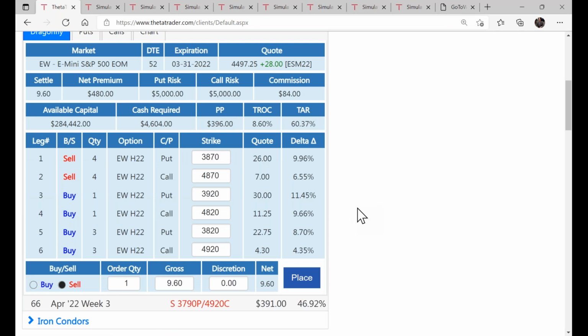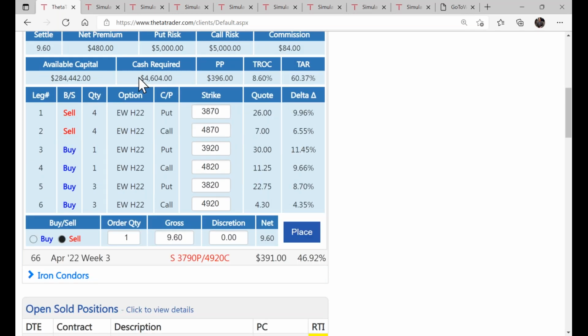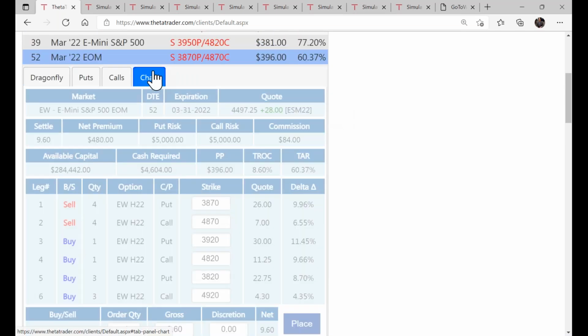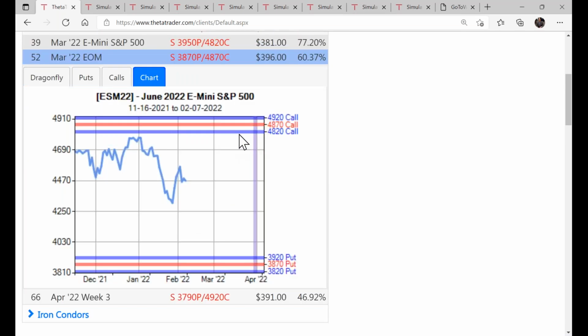And you'll notice the cash required is higher compared to a Condor. So is the profit potential. Targeted return on cash and your targeted annualized return will always be lower with the Dragonfly, and that's because, remember, you are paying money to buy this call and this put. So you're using some of the money that you take in when you sell the puts and calls, and you're using that to buy some additional insurance.